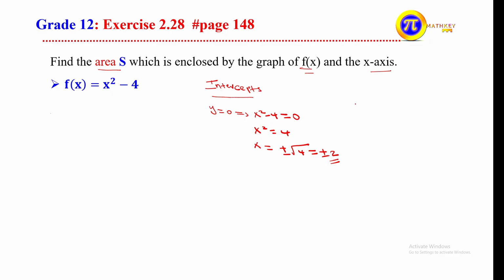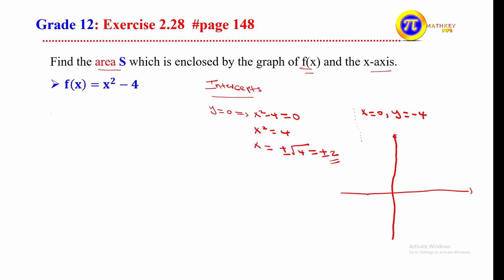Similarly, we can find the y-intercept. Y-intercept means make x equal to 0. When x is equal to 0, y is equal to negative 4. And as observed here, this shows that the graph opens upward. It is a parabola. Since the coefficient of x squared, the highest degree, that is 2, is positive, the graph opens up. So we can sketch the graph of this.